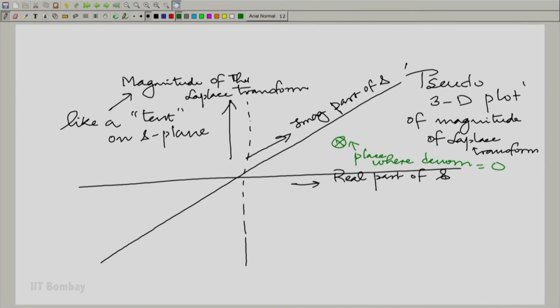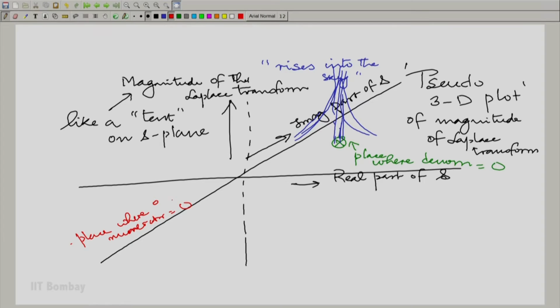You have a tent all over. Let me draw that tent notionally in blue everywhere else. And at that point, the tent would seem to rise infinitely into the sky at this place. In contrast, wherever you have a point where the numerator is equal to 0, suppose there is a point here where the numerator is equal to 0. What would happen to the tent at that place? Let us show it notionally in blue again. The tent would seem to come and get held at that point. The tent would touch the ground at that point.